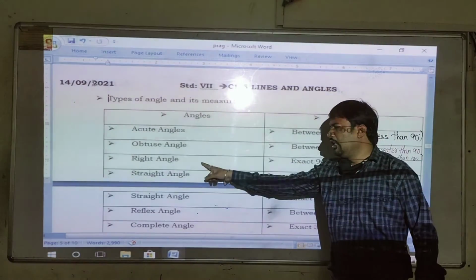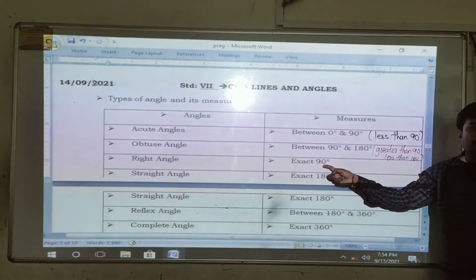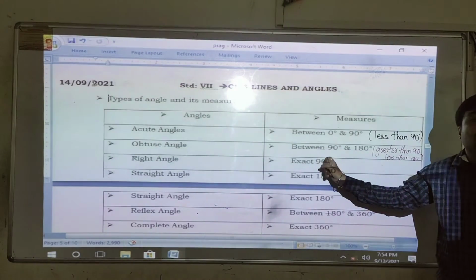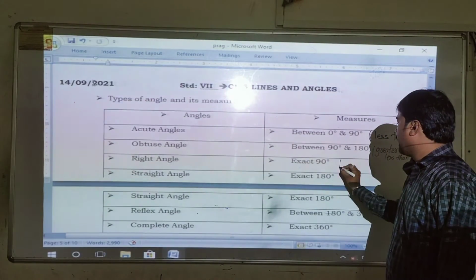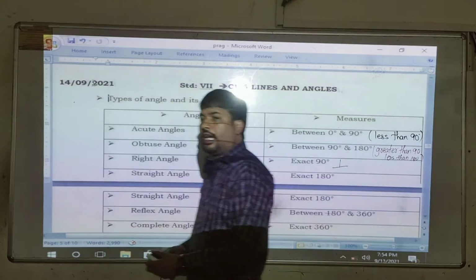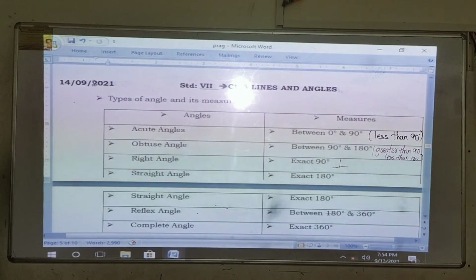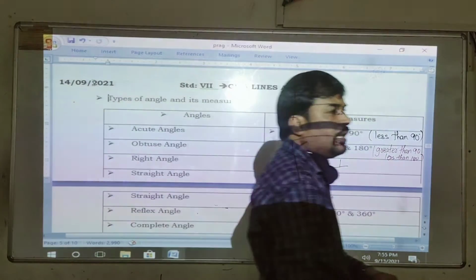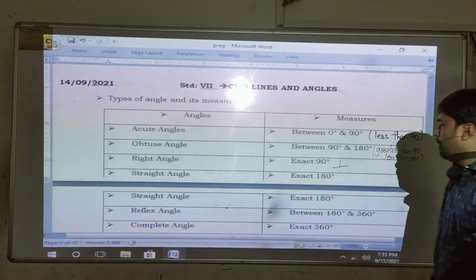What about the right angle? Exactly 90 degrees, no change. Exactly 90 degrees means they are perpendicular. You can see the wall and the floor; they are making exactly 90 degrees with each other. Wall and floor make exactly 90 degrees. Similarly, above you can also see 90 degrees. You can see the crossing over here. The corners of the ceiling crossing, all these corners, how many degrees will they be? They will be 90 degrees. Right?